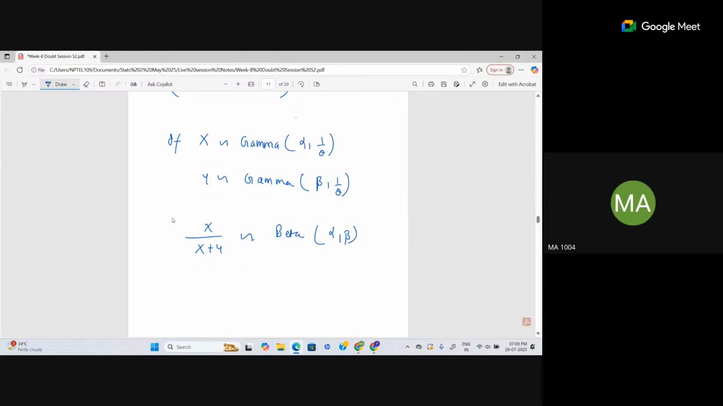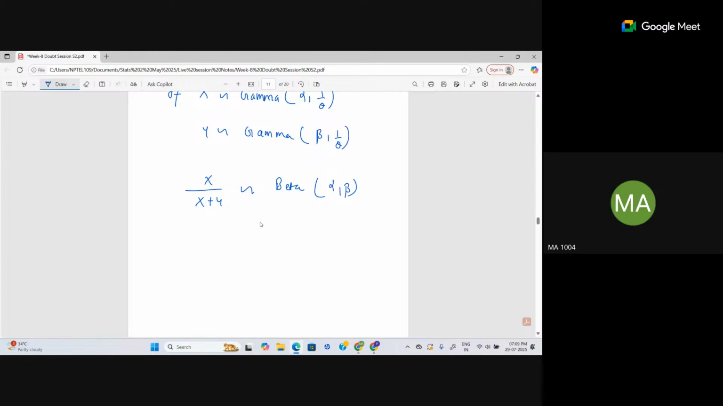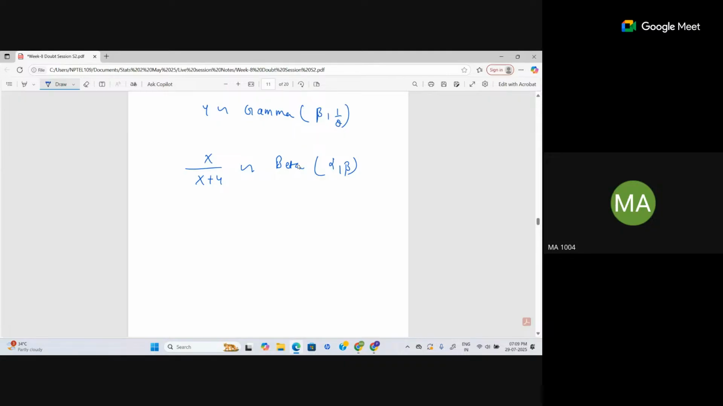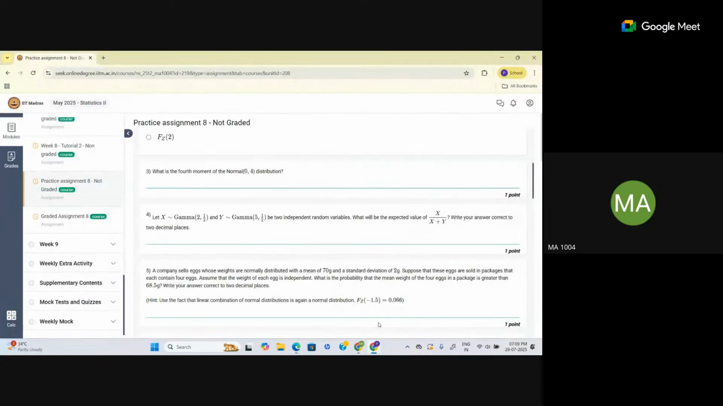Now you have to find the expected value of this. We are asking for the expected value of a beta random variable. If you have a random variable following beta alpha comma beta, then the mean is alpha upon alpha plus beta. By using this property, you just put the values of alpha and beta and find the expected value. Here alpha will be 2, since x is following gamma 2 comma 1 by 2. So 2 by 7. Yes, 2 by 7.